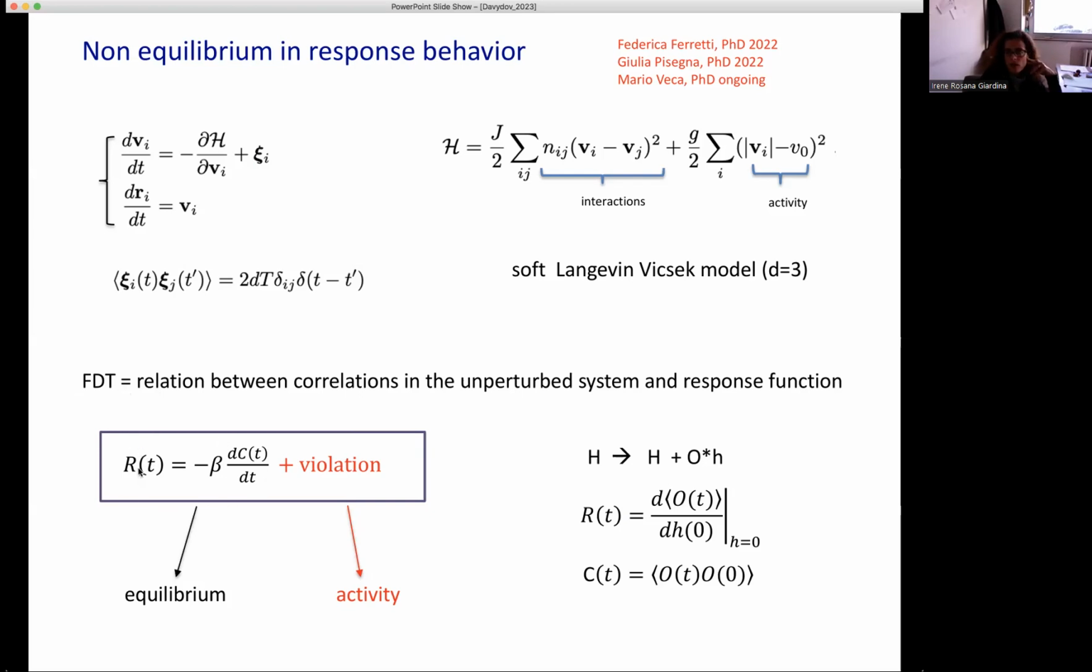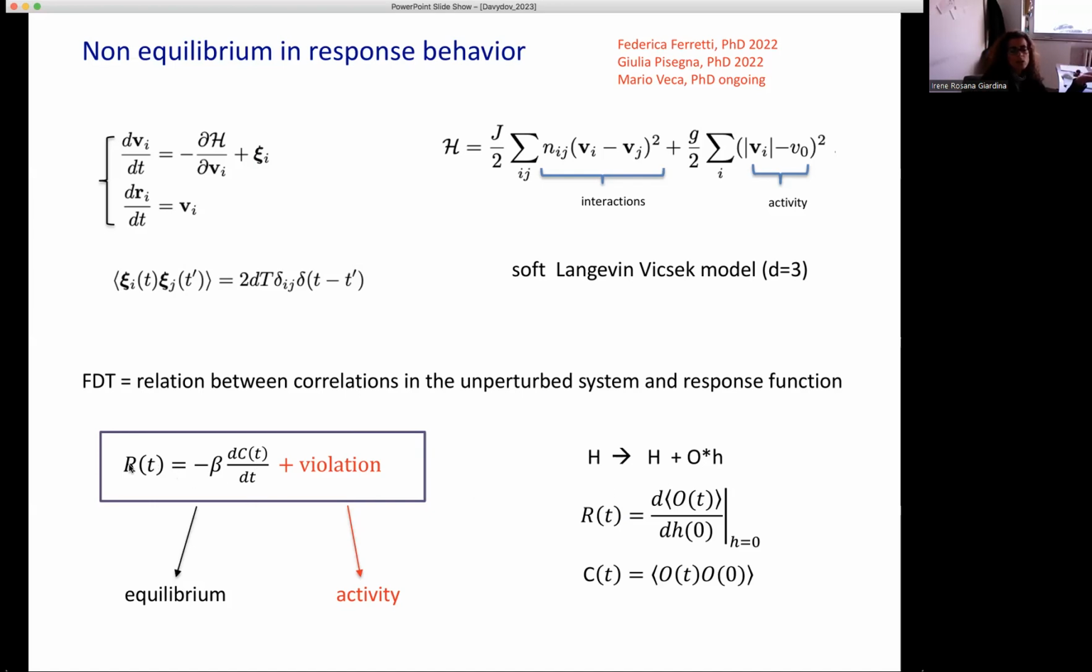So the response function in the stationary state is just proportional to the derivative of the correlation function, and the proportionality constant is the inverse temperature. Now, if the system is out of equilibrium, I expect that this relation is violated and that there would be an additional contribution due to the fact that my system is active and the particles are self-propelled, okay? Very well, so I would like to study this behavior here.